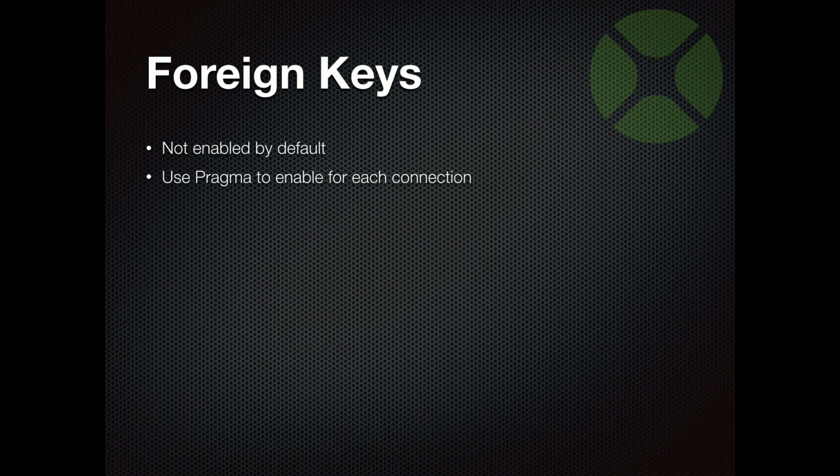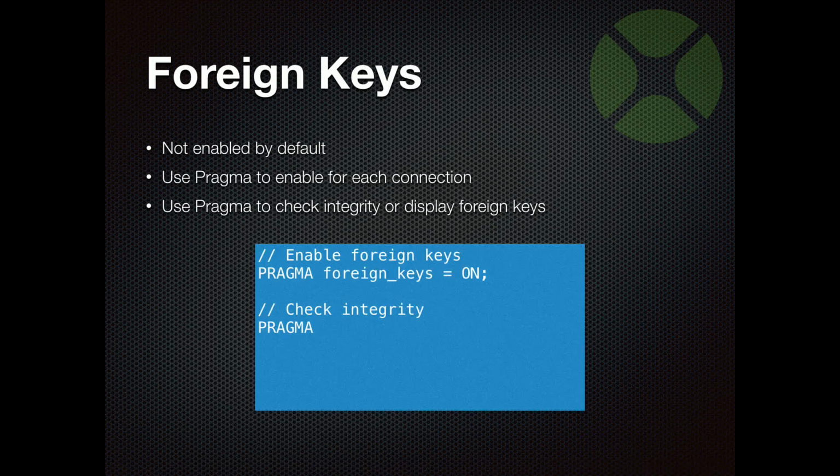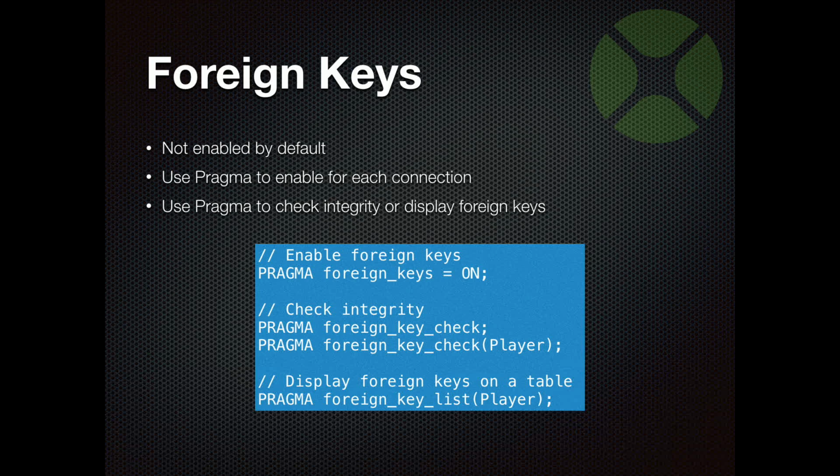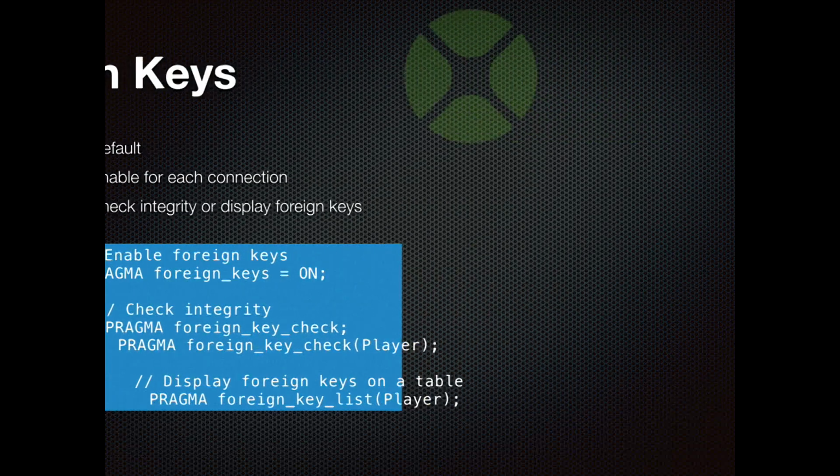But they're not enabled by default, as I said. So you have to use the pragma to enable the foreign keys each time you connect to the database. And there are a couple other related pragmas that you can use to check overall integrity or even display the foreign keys that are assigned on the database. So the big one is the very first one. You have to say foreign keys equals on, and that turns on the foreign key support. And that's where you'll actually get a database error if you try to create data that's invalid based on your database structure. And there's a few other pragmas here that you can run to just check integrity of the foreign keys or check or list them out for a table.